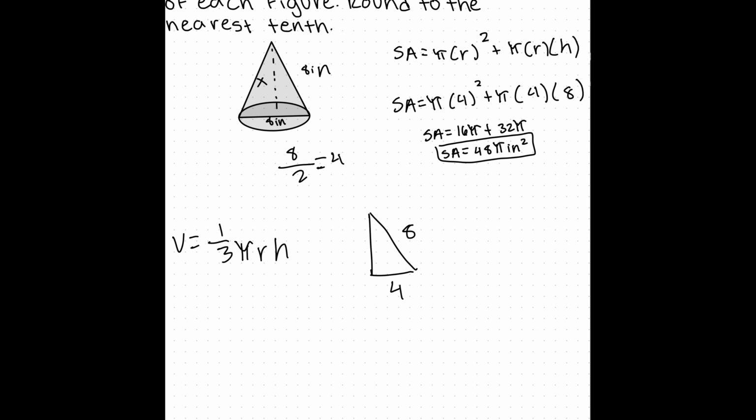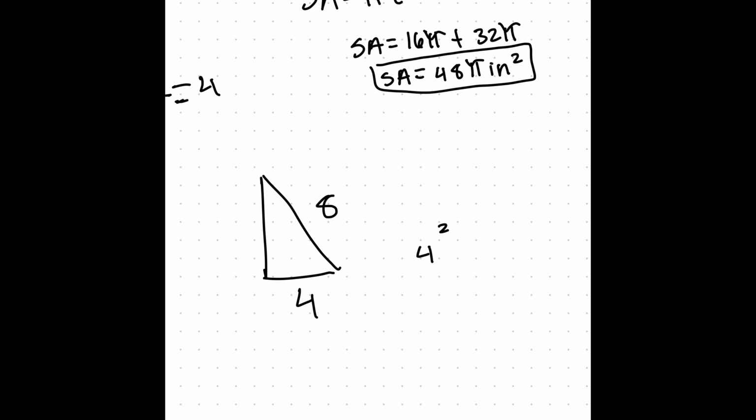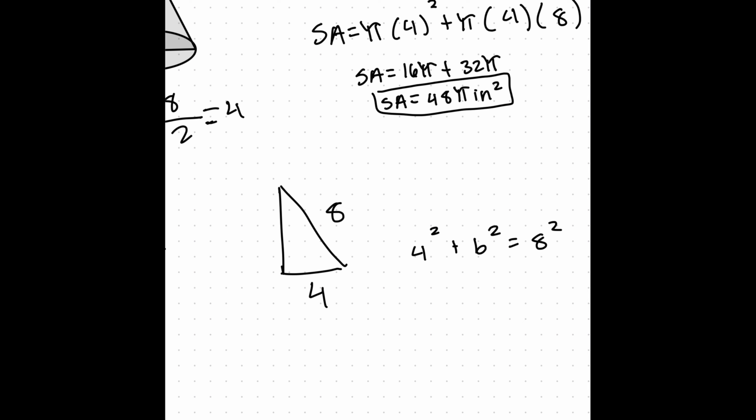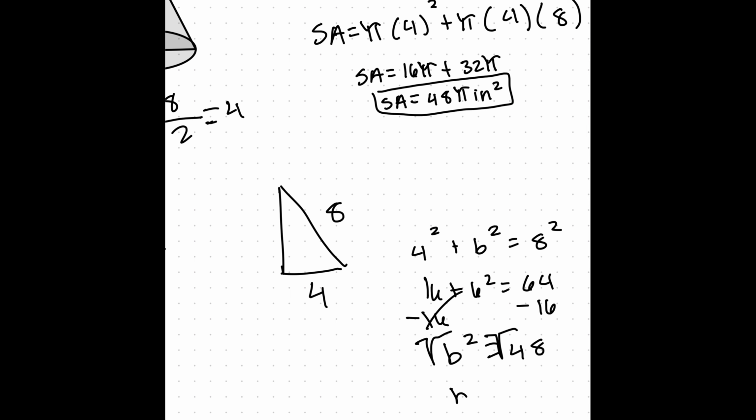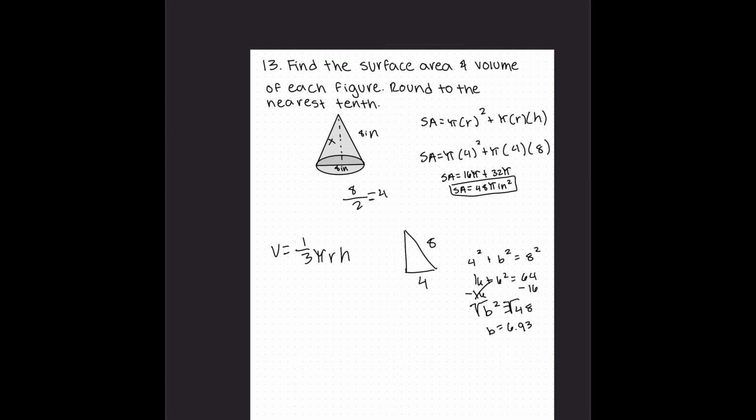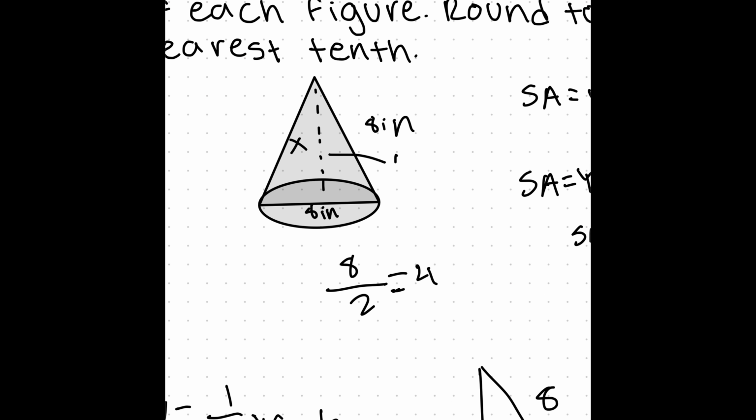So our a would be 4. 4 squared plus b squared is equal to 8 squared. So 4 squared is 16 plus b squared is equal to 8 squared, which is, look at that, 64. If we subtract 16 from both sides, 64 minus 16 is 48. So we have b squared is equal to 48. And now what we want to do is get rid of this exponent, this square, by square rooting both sides. So b is equal to about 6.93. So that is our actual height.